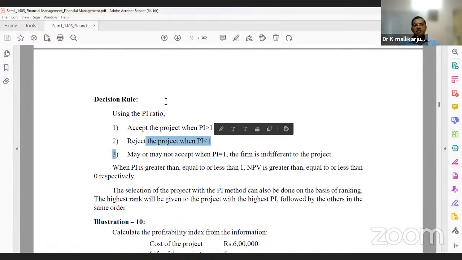If the PI ratio is more than 1, we can accept. Less than 1, we reject. We may or may not accept when PI is equal to 1; the firm is indifferent. So I will show you how to calculate this PI.